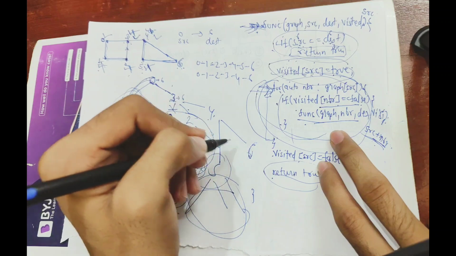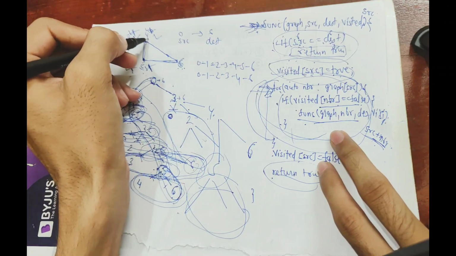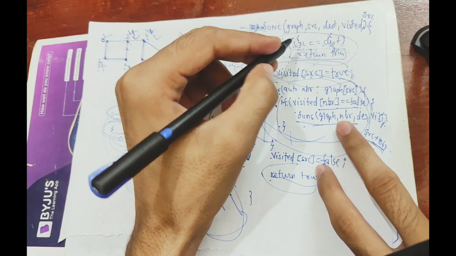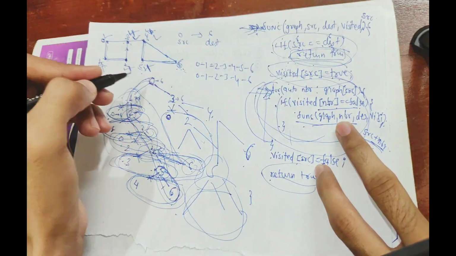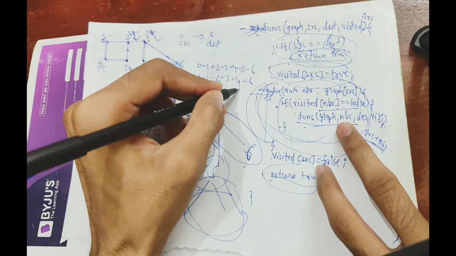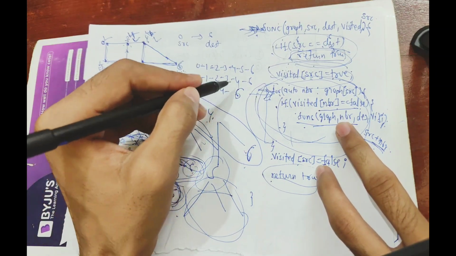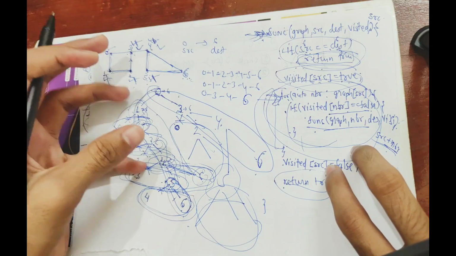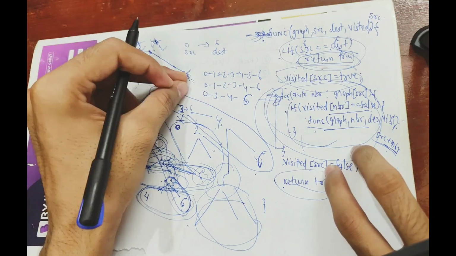Now we are at 6, right? We already marked this as true. Now we are at 6, right? 6 is equal to 6, so we will return from this point. So again we got another path, that is 0, 3, 4 and 6. So this is how improving this code will lead you to all the possibilities to reach from source to destination.